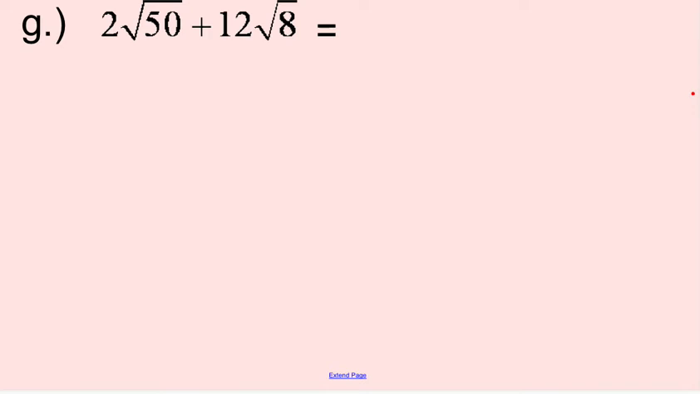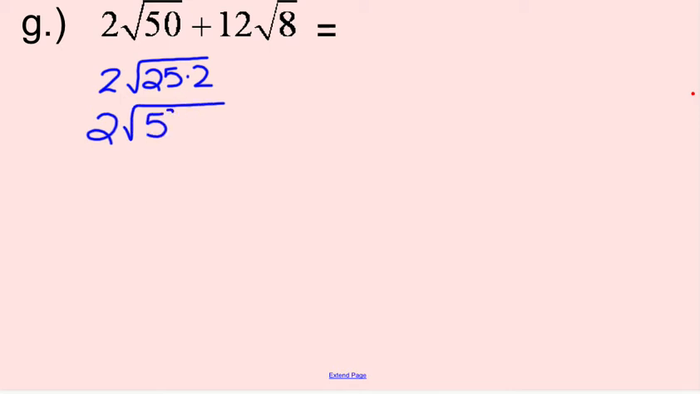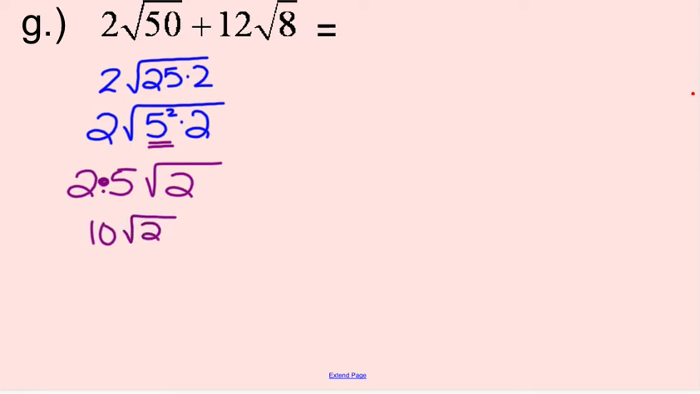Let's go to G. 2 square roots of 50 plus 12 square roots of 8. Let's break down 50 as 25 times 2. And then 25 is the same thing as 5 squared. 5 times 5 is 25. So what comes out is this 5. And then you have the 2 left over. So now let's go ahead and multiply. 2 times 5 is 10. Square roots of 2.